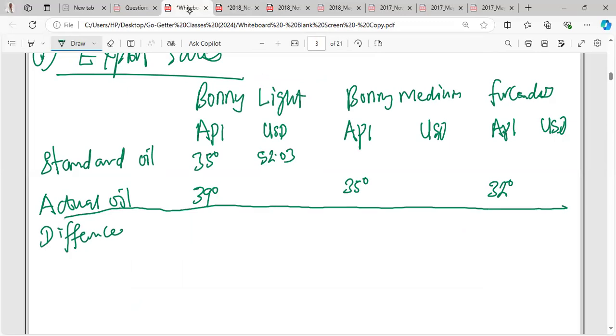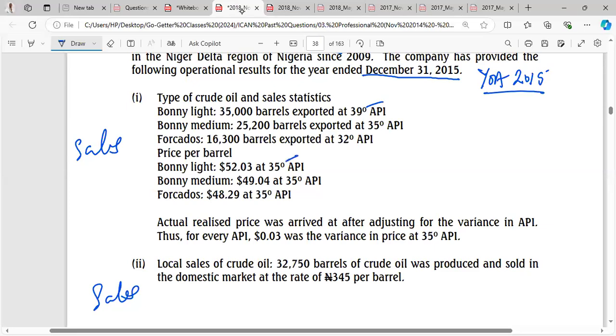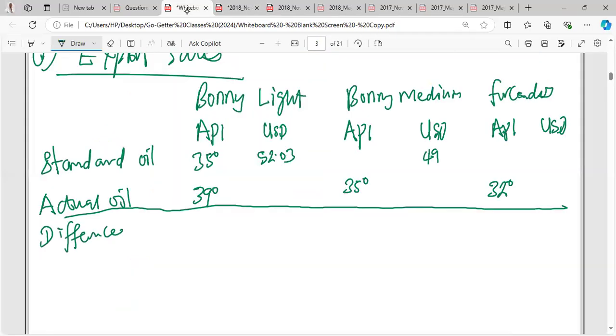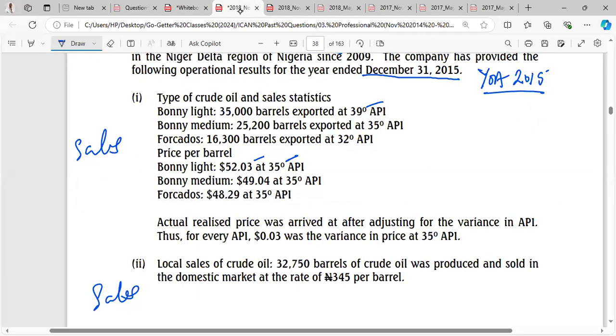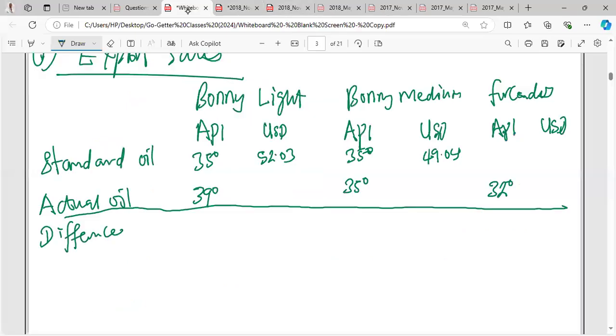Okay, then the next one will be, so we've taken this, 49.04 at 35. 49.04, still the same, 35. Then the next one, as we've taken this, this is 48.29 at 35 degrees. 48.29, same, 35-degree.